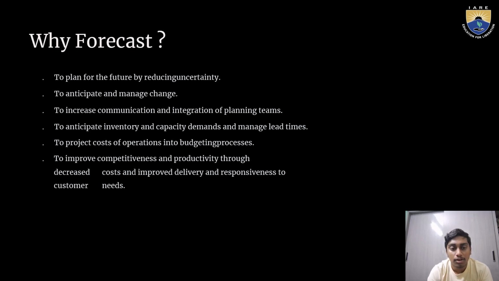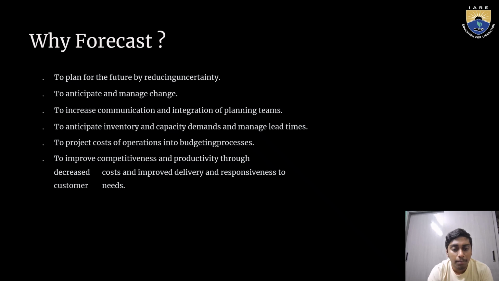Why forecast? To plan the future by reducing uncertainty, to anticipate and manage change, to increase communication and integration of planning teams, to anticipate inventory and capacity demands and manage lead times.